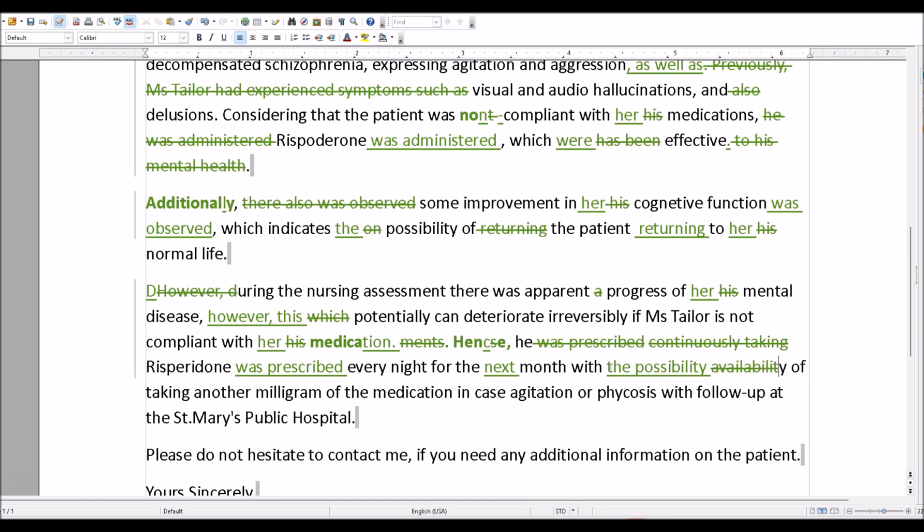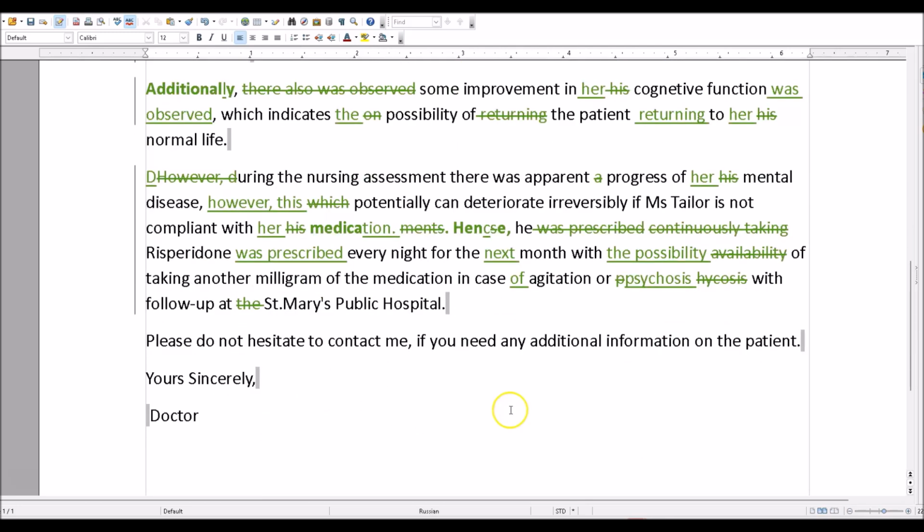of taking a milligram in case of agitation, or how do you spell psychosis? Is that PSY? Right, psychosis, followed by signals. Probably hospital. Please don't hesitate to contact me if you need any additional information on the patient. Okay.